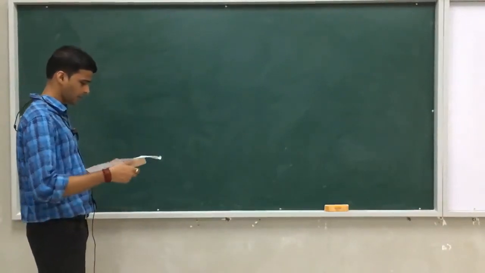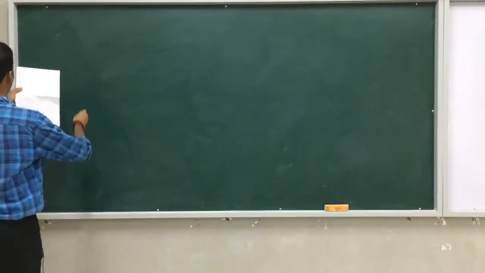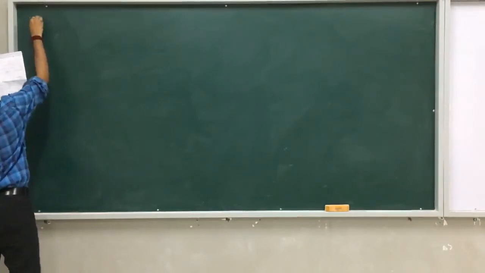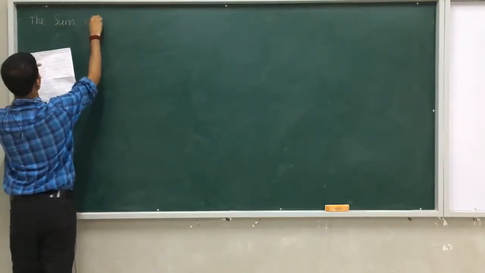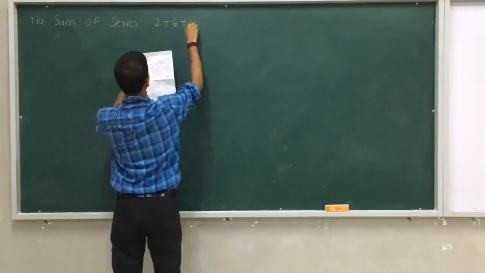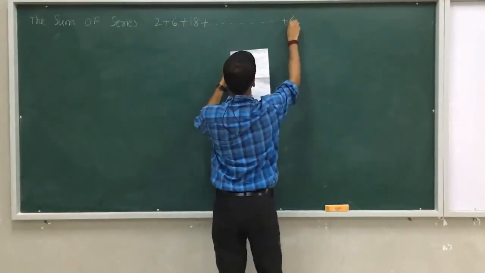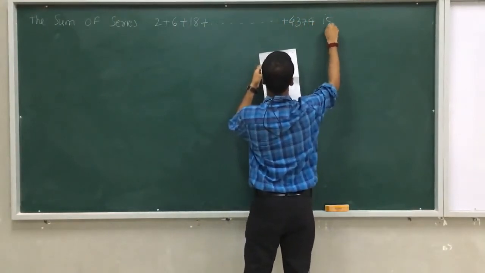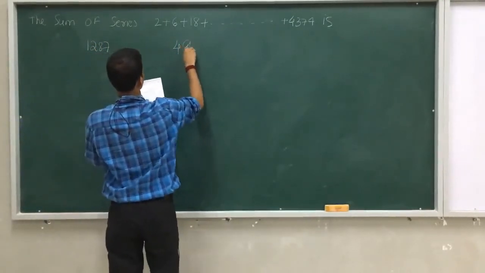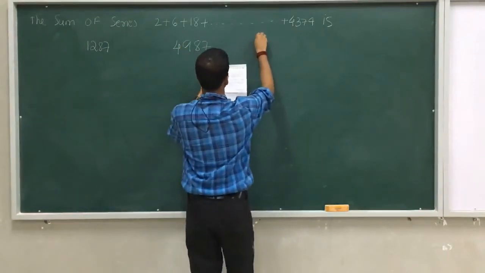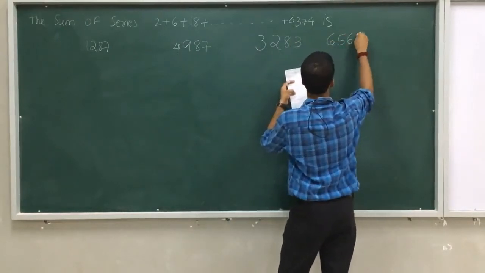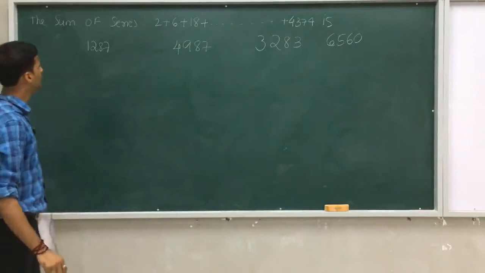Let me begin with question number 11. The sum of the series 2 plus 6 plus 18 plus ... plus 4374 is: 1287, 4987, 3283, or 6560. What is the sum of the series?